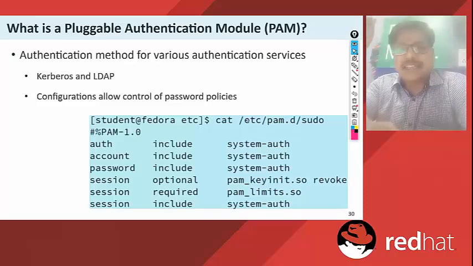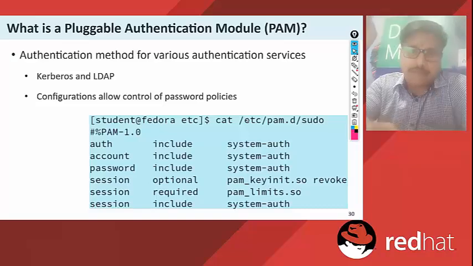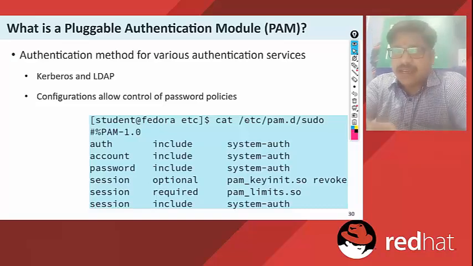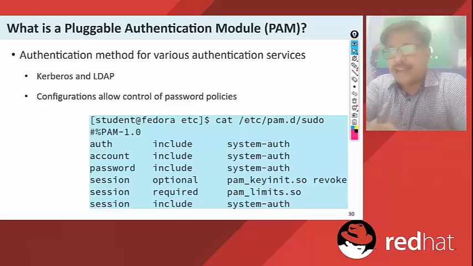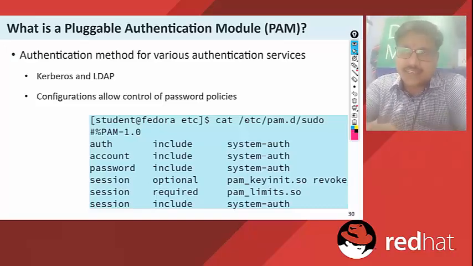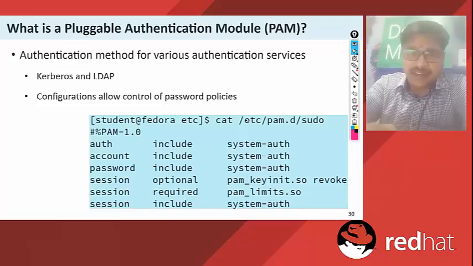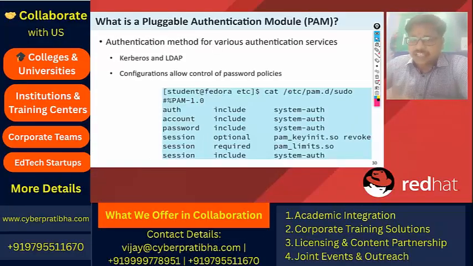Another type of authentication mechanism used in Linux is called PAM, Pluggable Authentication Module. The Pluggable Authentication Module is used with different types of authentication services like Kerberos and LDAP. LDAP and Kerberos we have already discussed in the Network Plus session, so I am not going to explain them again.